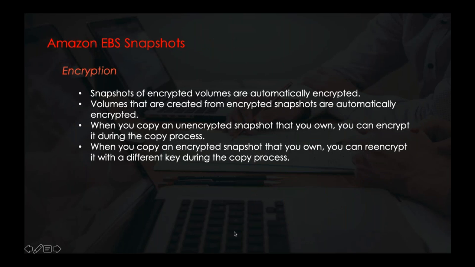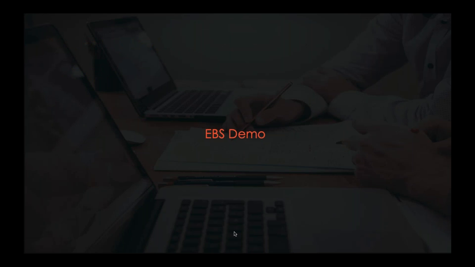Yes. Now the next point is encryption. You can encrypt your snapshot. If it is automatically encrypted, that is, if you encrypted it at the creation of the snapshot, you can re-encrypt it. If you have an unencrypted snapshot, you can also encrypt it with the copy process, just like our AMI. While copying an AMI, the same way you can copy and create an encrypted snapshot of your volume's data. So let's see the demo.